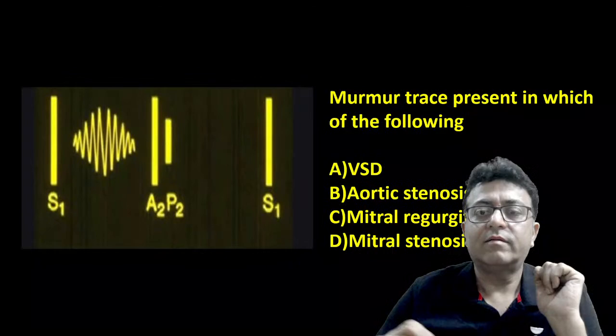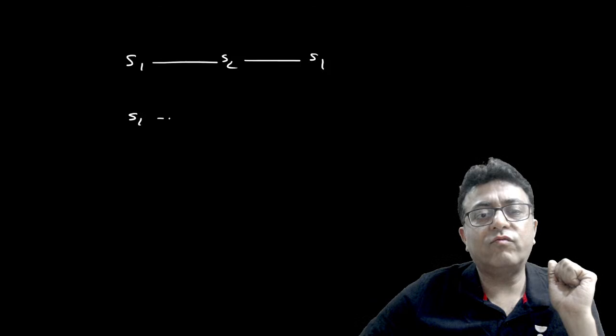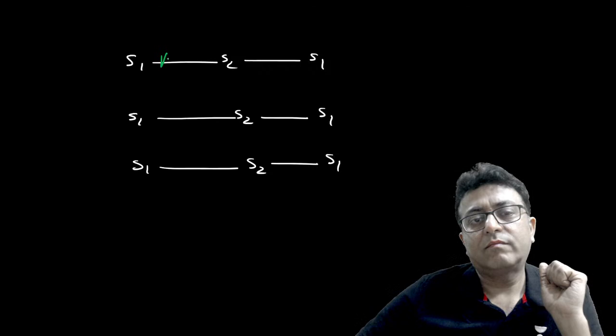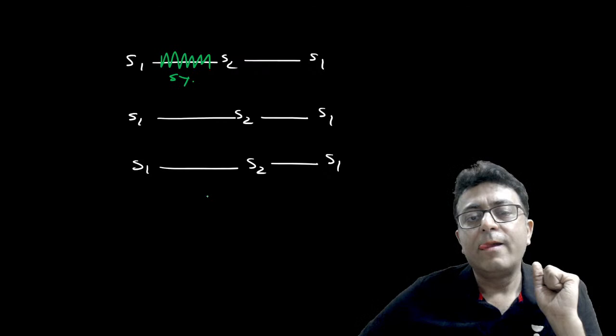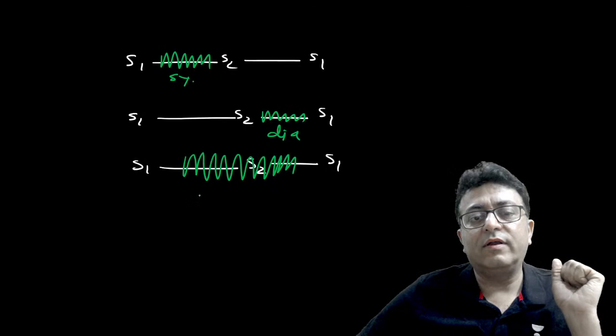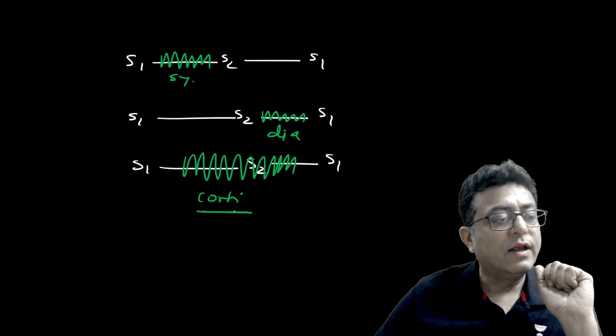Answer this question. Okay. Before this question, try to learn simple basics. S1, S1, S2, S1. If a murmur is there between S1 and S2, it is a systolic murmur. A murmur between S2 and S1 is a diastolic murmur. A murmur that starts in S1 and spills into diastole is a continuous murmur.